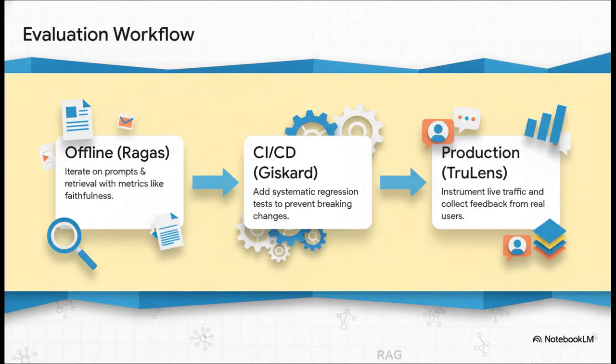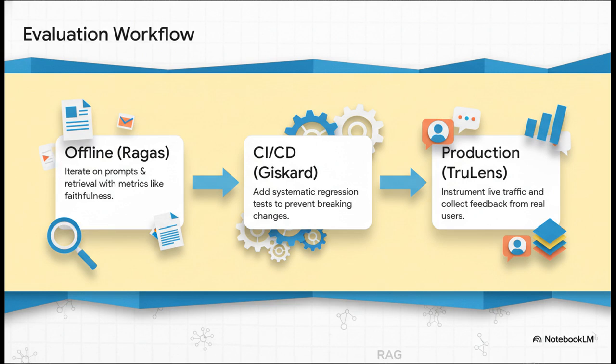And look, this isn't about picking one magic tool. It's a staged approach. You start with offline evaluation, using a tool like Ragas to just iterate on your core logic. Then, as you get more serious, you add quality gates to your deployment pipeline with something like Giskard to catch any regressions. And finally, you instrument your live application with a tool like TruLens to monitor real user traffic and actually collect feedback.